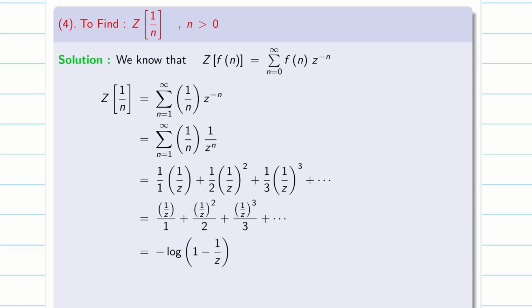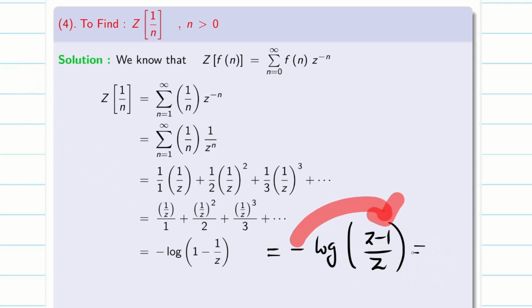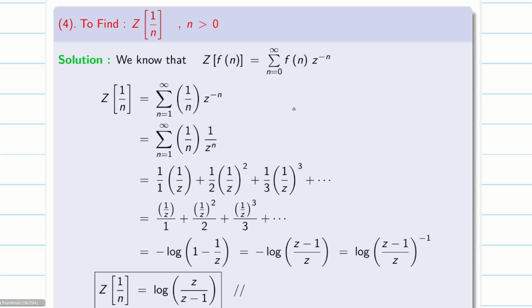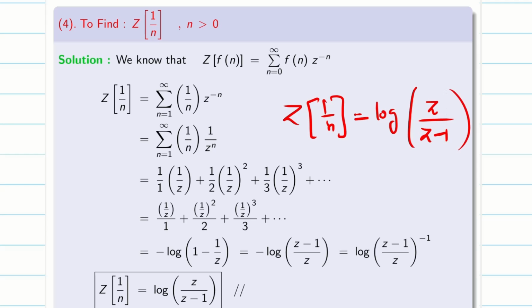So now minus log 1 minus 1 by z. Taking LCM, we'll be getting log z minus 1 by z. Now if you take this minus to the power, we get log z minus 1 by z whole power minus 1. And simplifying this, that means making reciprocal, we get the final answer. Z of 1 by n is going to be log z by z minus 1. This is my answer. And in forthcoming videos, we will see more formulae.